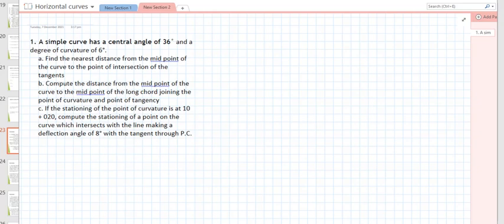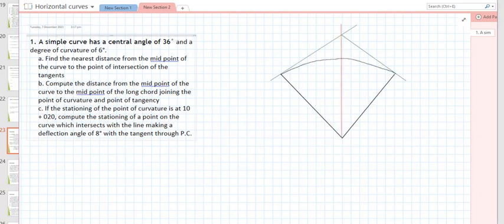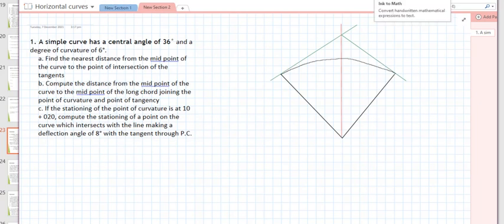So first thing, we will make a diagram so that it is easier to understand. Okay, so a simple curve, we draw the lines. So we have the given, the central angle, 36 degrees. So this is 36 degrees. This is also the central angle.